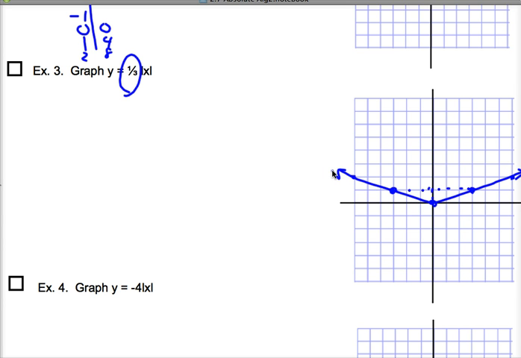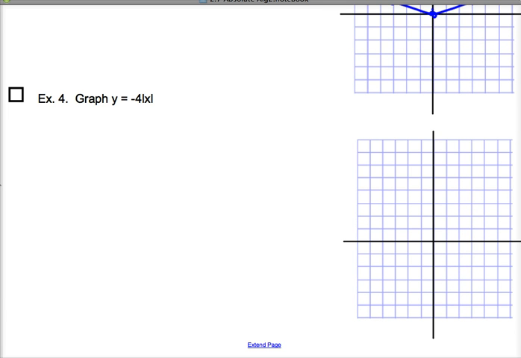Notice that this absolute value graph has been kind of squished down. It's not like my parent function because that 1/3 again stands for a vertical compression. You're pushing down on something, so if you push down on something, it gets wider.